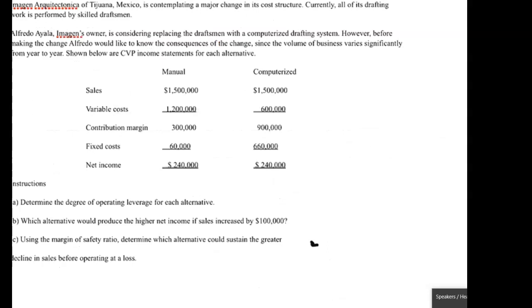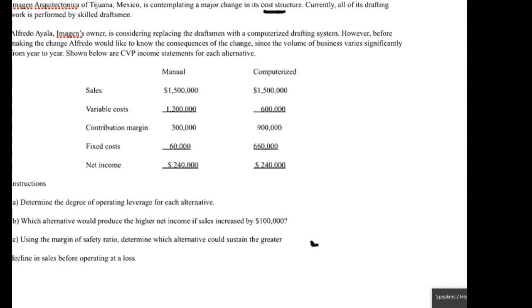The second problem: Imogene, architect of Tijuana, Mexico, is contemplating a major change in its cost structure. Currently, all its work is being performed by skilled craftsmen, so it's labor intensive. The owner is considering replacing the craftsmen with a computerized drafting system. However, before making the change, he would like to know the consequences of that change, since the volume of business varies significantly from year to year.